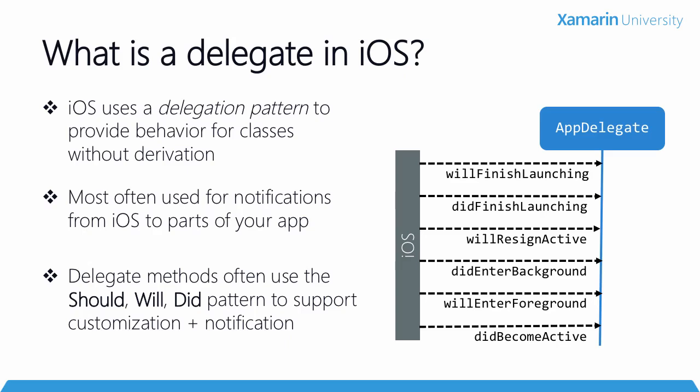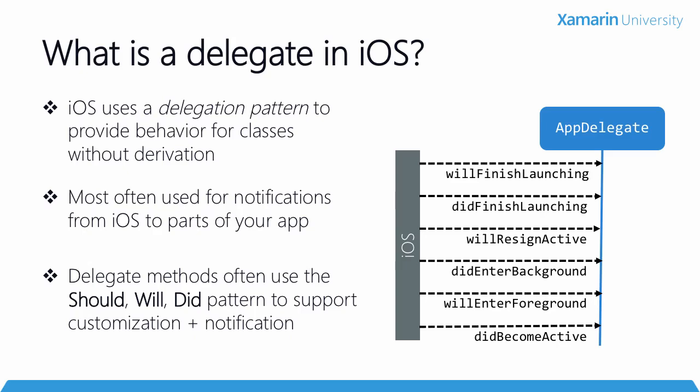So the way this works is the publisher in iOS sends a message to the delegate to determine whether an action should be taken, inform that an action will be taken, or inform that an action did happen. And you'll find that the message names defined in iOS reflect this purpose. So often you'll see prefixes on delegate methods such as should, will, and did.